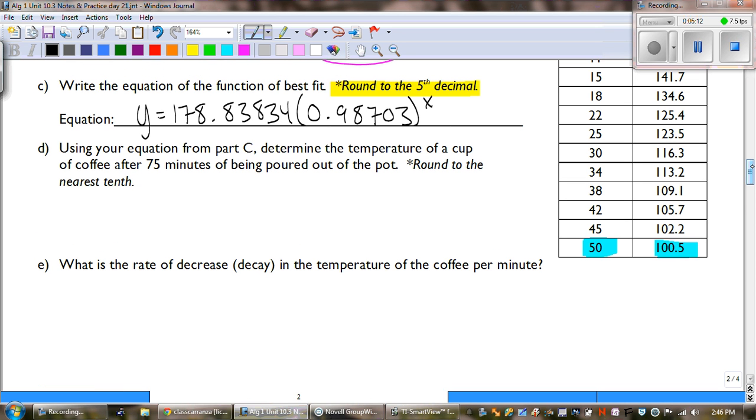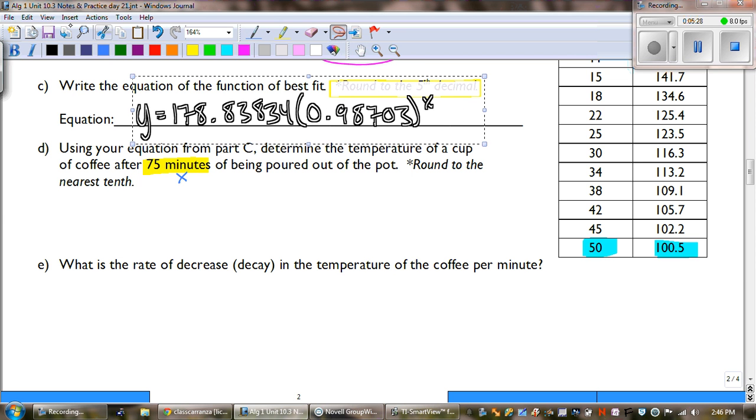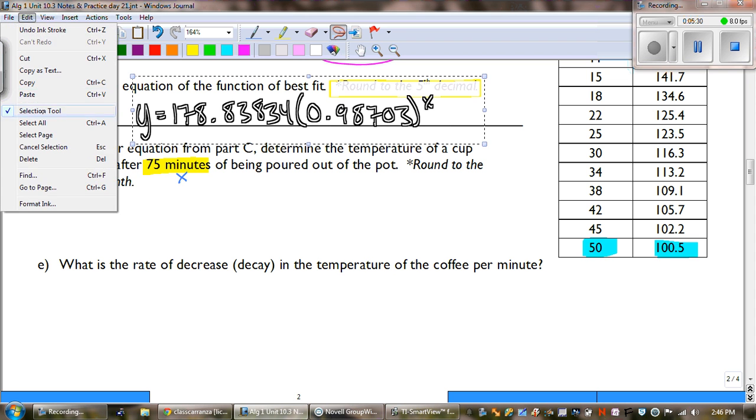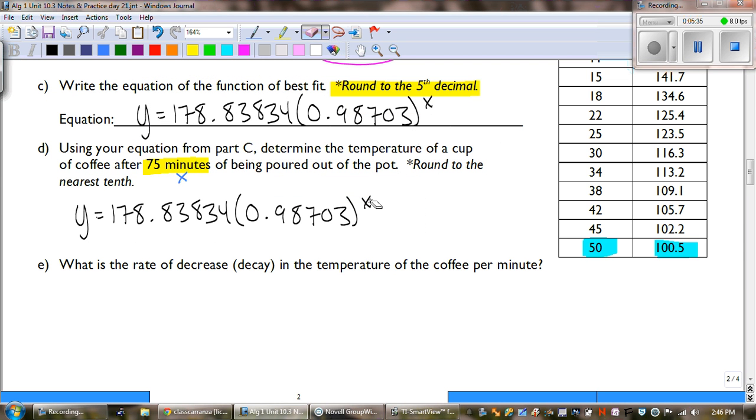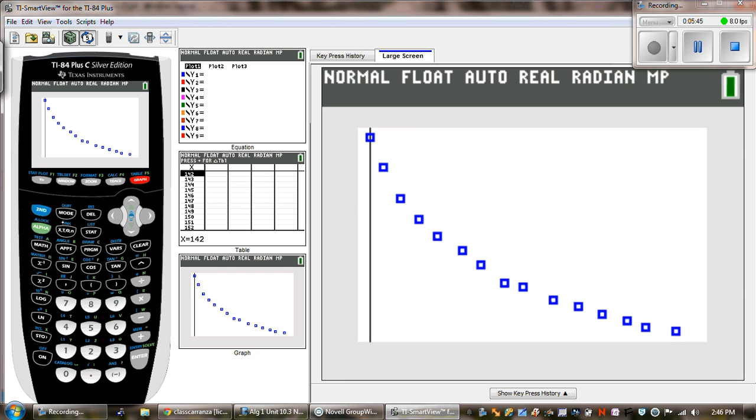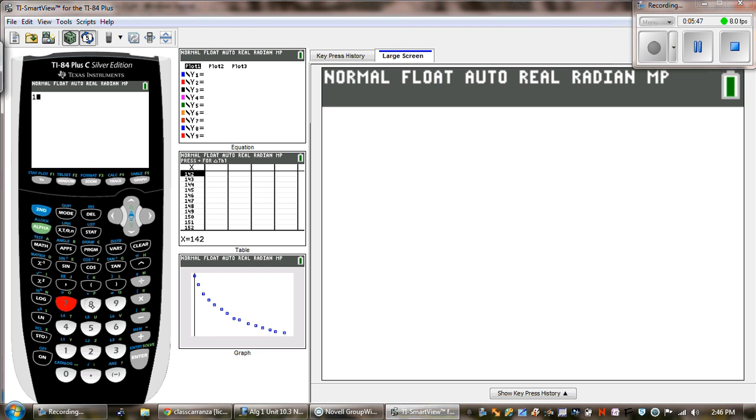All right, let's go ahead and look at question D. It says use your equation from part C. Determine the temperature of a cup of coffee after 75 minutes. So this is our X value. We're going to take this equation, paste it, come down here. I don't need that. And our X value is going to be 75. So go ahead and plug that in and tell me what you get. And you can do this on any calculator. It doesn't have to be on a graphing calculator.